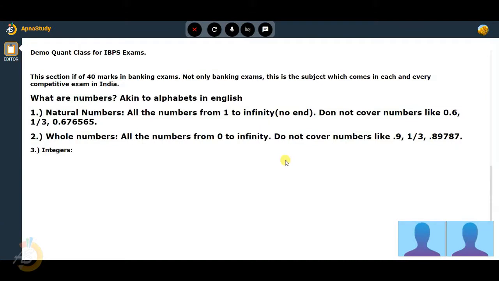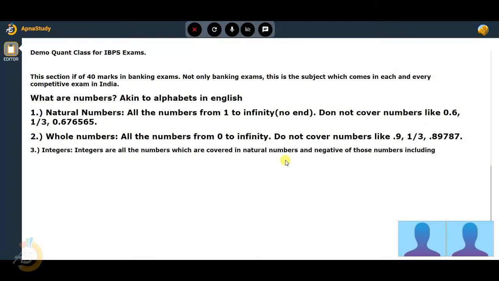Next number system or number type we are going to discuss is integers. Now integers are all the numbers which are covered in natural numbers and negative of those numbers, including 0.